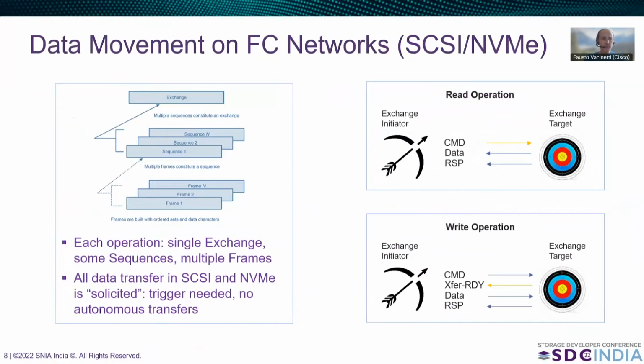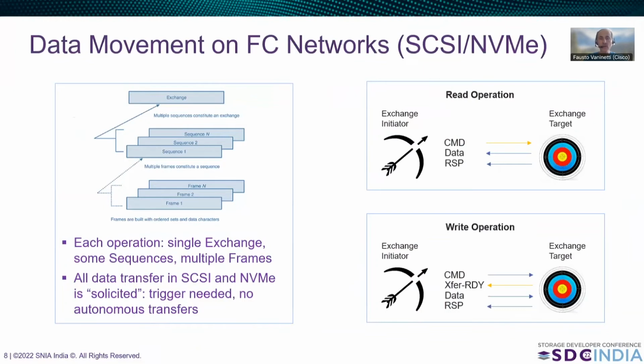The first one is that in the Fibre Channel world, every operation is a single exchange. Every exchange is built with multiple sequences, and every sequence is built with multiple frames. So all the data, when using SCSI or NVMe protocol, is solicited. You need a trigger. There is no autonomous transfer of data on a Fibre Channel network.